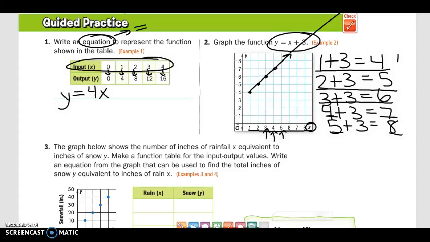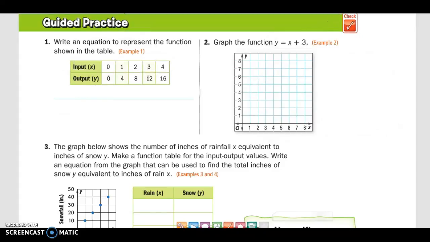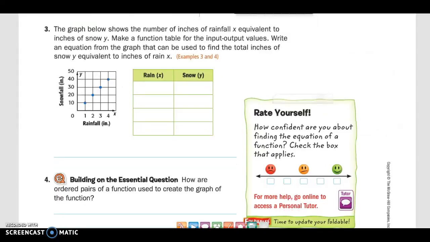Okay, let's take a look at number 3. Number 3 is a big problem. We're going to put everything together. It says the graph shows below the number of inches of rainfall, x. So x is this row right here. Sorry, I'm going to work through it. Equivalent means equal, to inches of snow, y. Y goes up and down, so this is y, this is x. Make a function table for the input-output values.